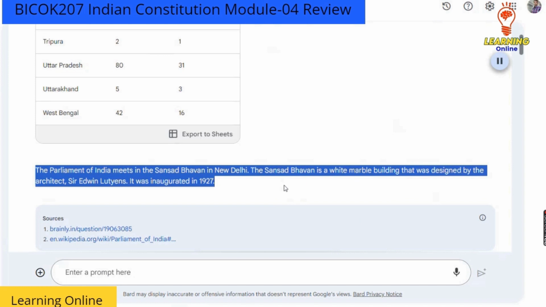The Sansad Bhavan is a white marble building that was designed by the architect, Sir Edwin Lutyens. It was inaugurated in 1927.